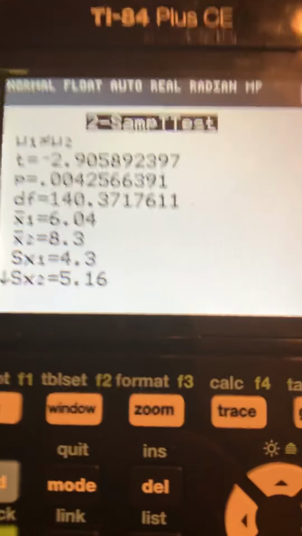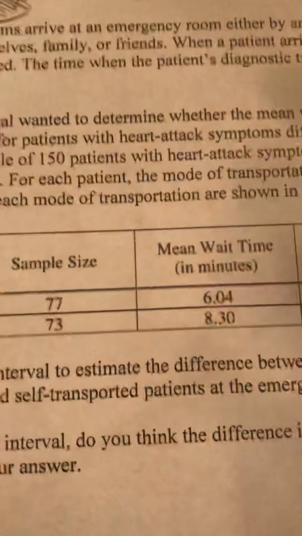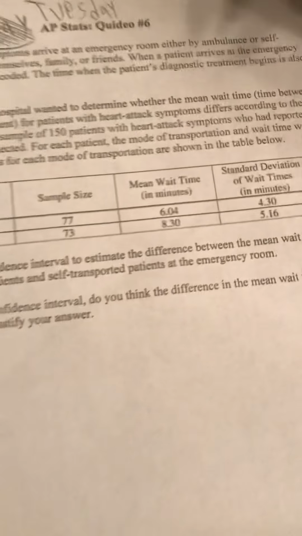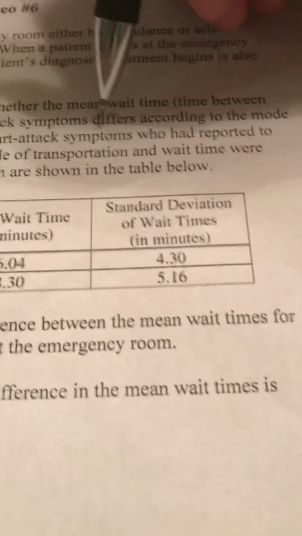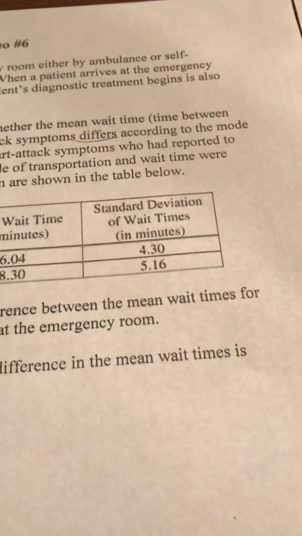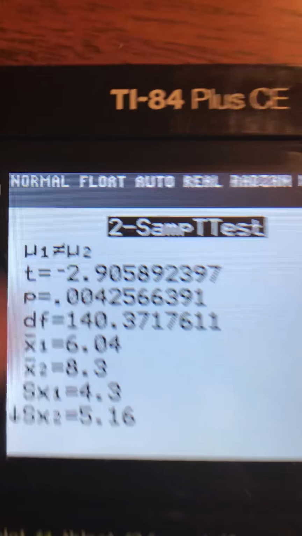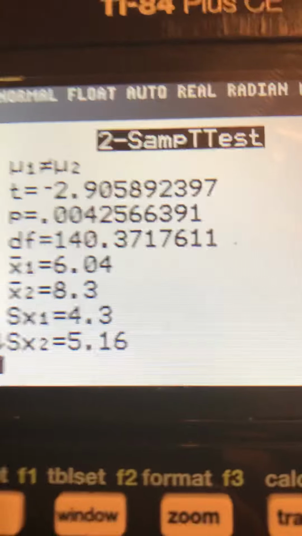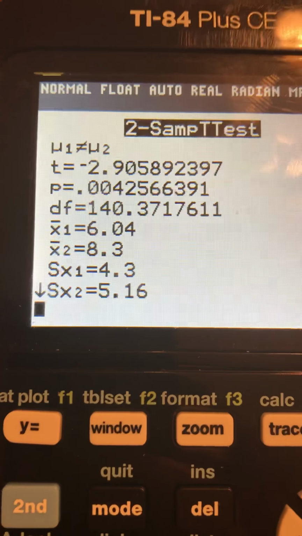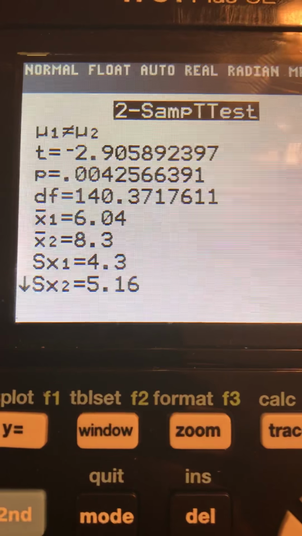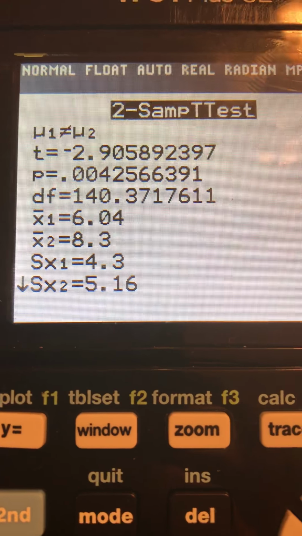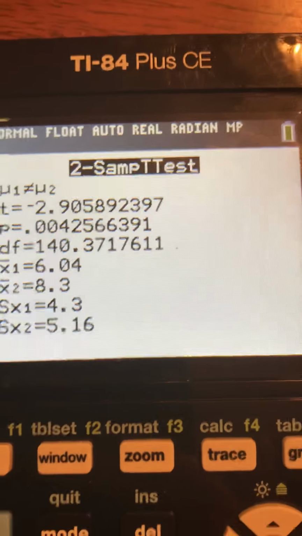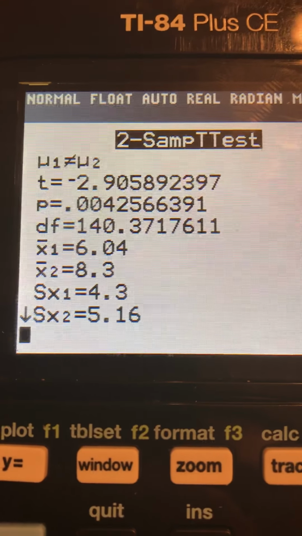When calculated with a 2-sample t-test, the question wants to know whether the mean wait time differs. So it's not asking whether it's greater than or less than, just differs. So we have that here. We calculate that, and we get a t-value of negative 2.9, a p-value of 0.004, and a degrees of freedom value of 140.37.